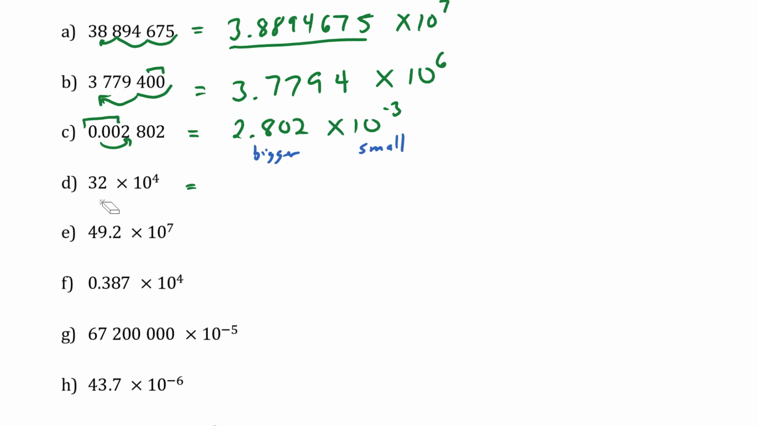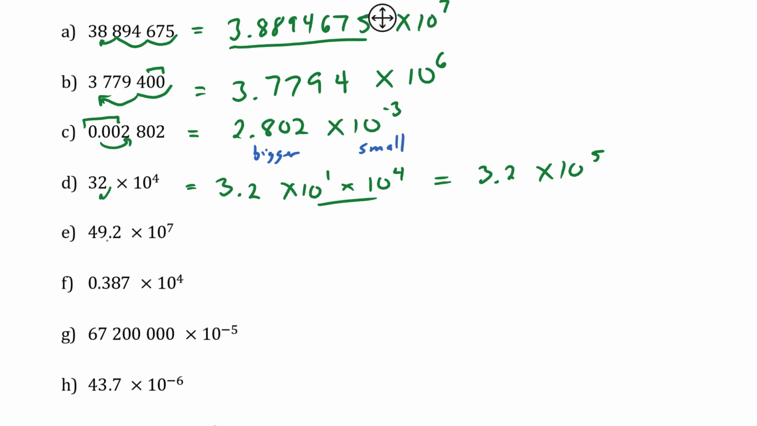Move the decimal place now over 1. 3.2 times 10 to the positive 1, because we made a big number smaller. And then multiply that by 10 to the 4. Combine these together. 3.2 times 10 to the 5. We're multiplying two values with the same base. Therefore, we add the exponents together.